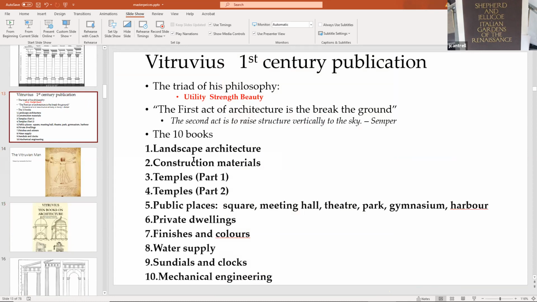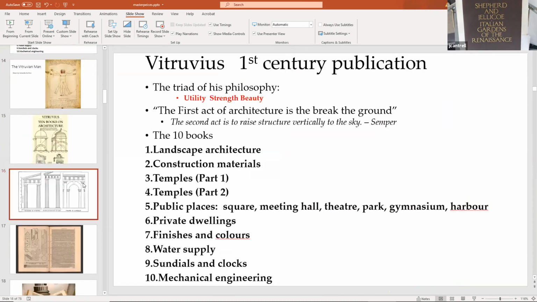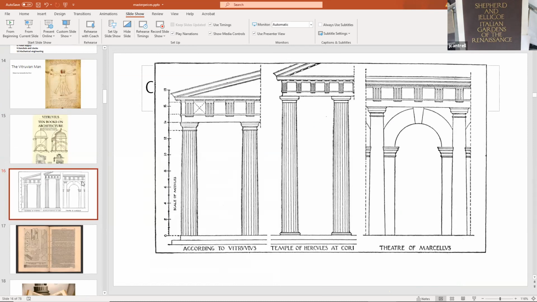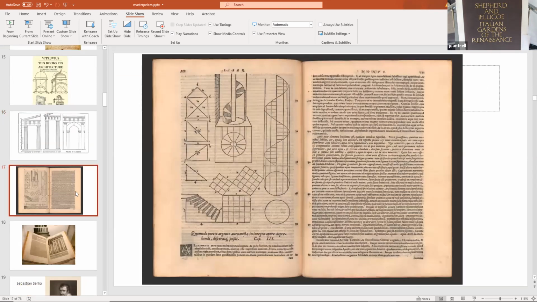So the 10 books or chapters are really more than just buildings. You can see there's landscape, there's theories about finishes and colors. These are some drawings that were redone from Vitruvius's notes. It's really not that much different from the Renaissance, 1400 or 1500 years later, as a dialogue of drawing the proper orders and how they're probably calculated and drawn. And this is an excerpt from probably the first publication, really, from Vitruvius's notes.